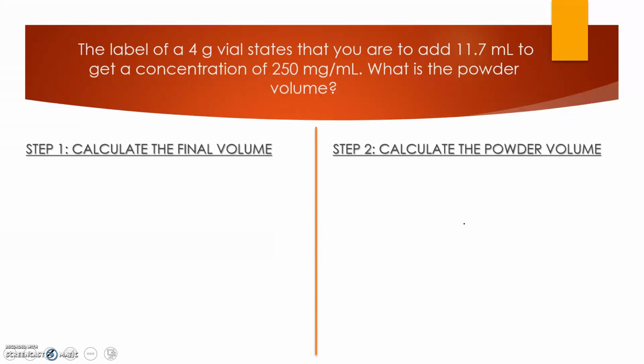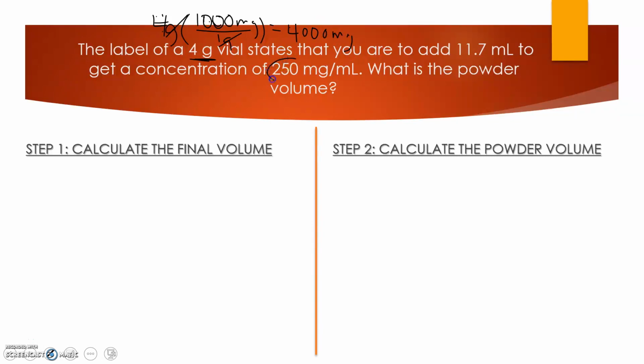But first, what do we got to do? We got to change that grams because we can't do it if our units aren't the same. So 4 grams, 1,000 milligrams over 1 gram. Grams cancel out, so we have 4,000 milligrams in this vial.